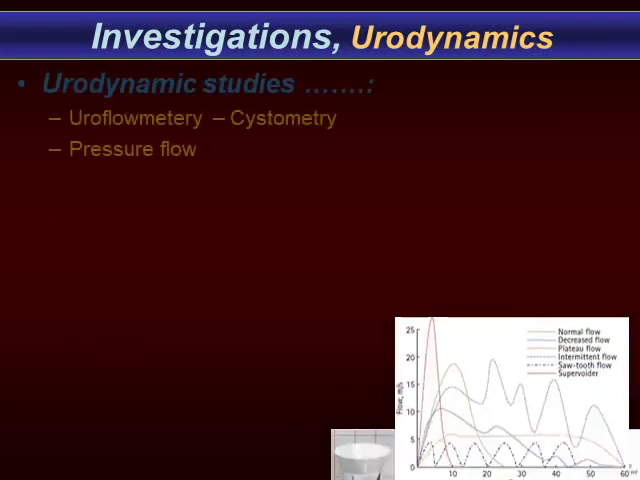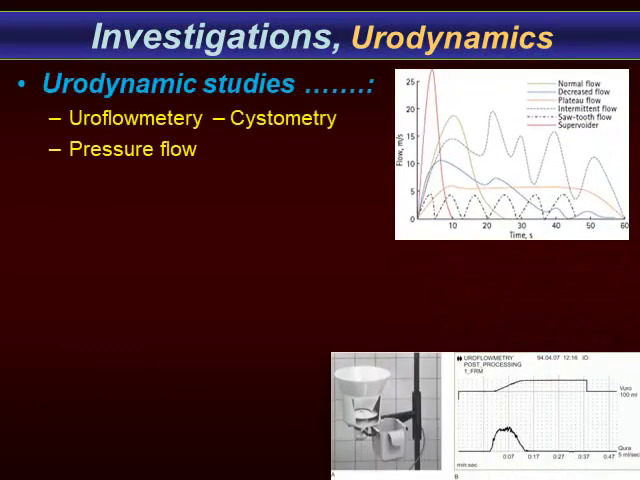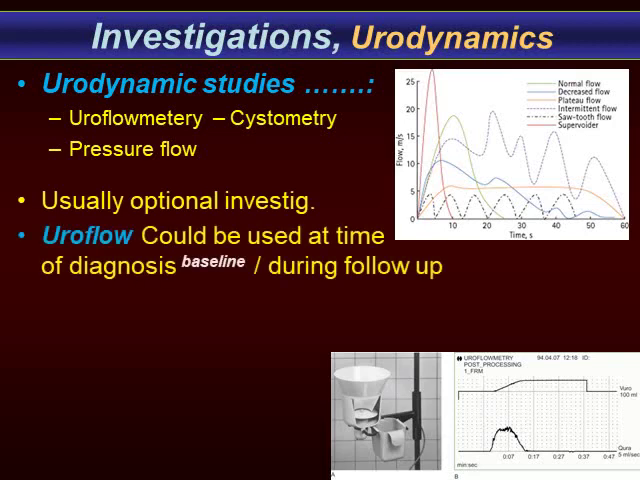Another optional investigation is urodynamic studies. Urodynamic studies could be as simple as uroflowmetry. There is a long list of urodynamic studies. There are some more complicated tests like cystometry or pressure flow study. This is an optional investigation. Uroflow is the simplest of all these. The patient voids in a special receptacle, and this device measures the flow of the urine. I could use this as a baseline before the treatment, and I could use it for follow-up to see the progress of the condition of the patient.